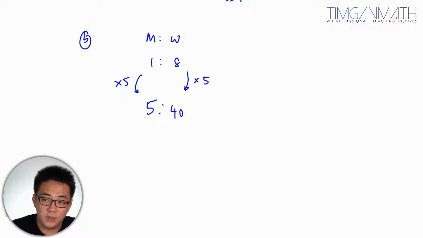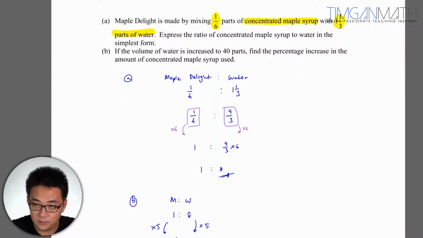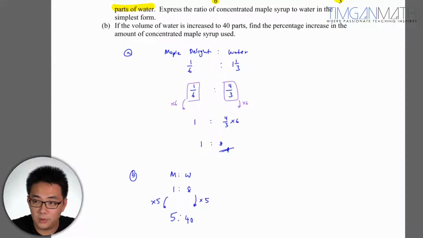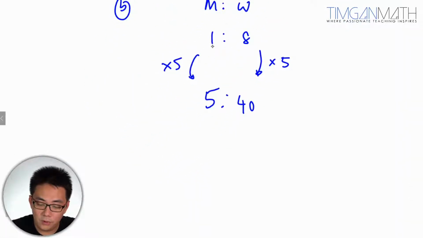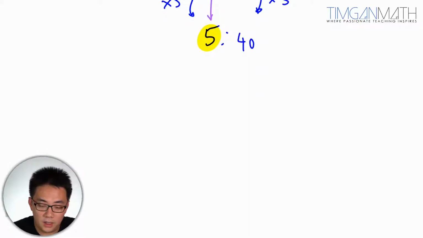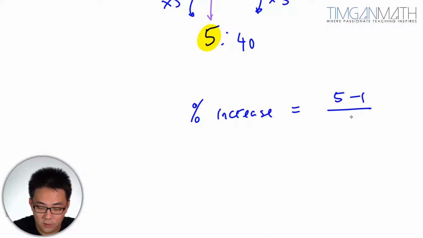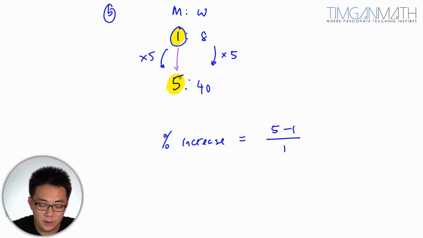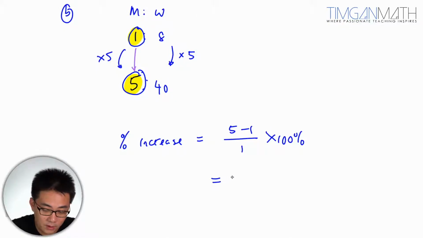Find the percentage increase in the amount of concentrated syrup used. Okay, great. So if you look carefully, this is actually 5 parts, compared to 1 part. Actually, there is a 400% increase from here. You can see here, this is plus 4, right? But anyway, to work out the percentage increase would be 5 minus 1 over 1, the original amount, which is 1. This is the new amount. Times 100%. So this would be 400%.